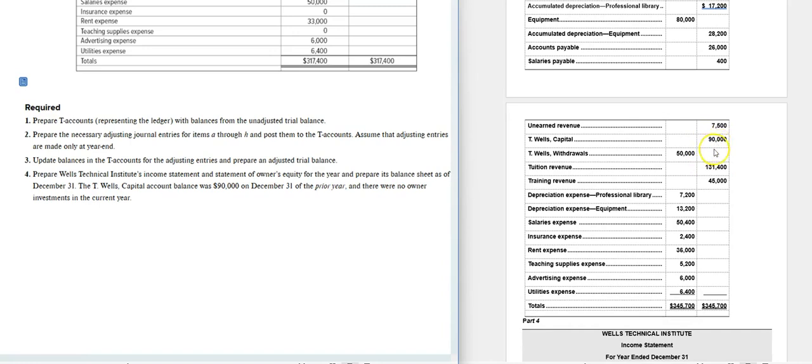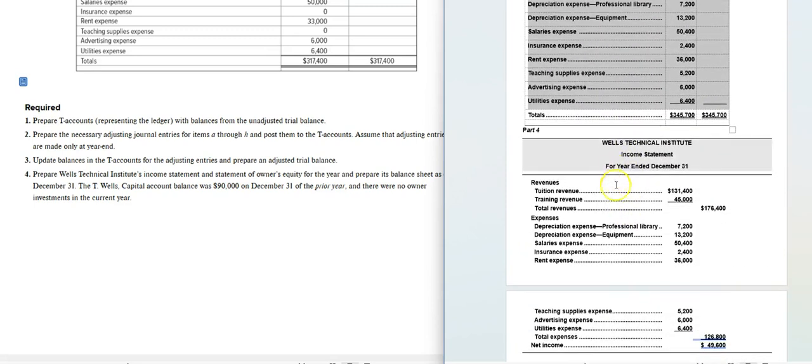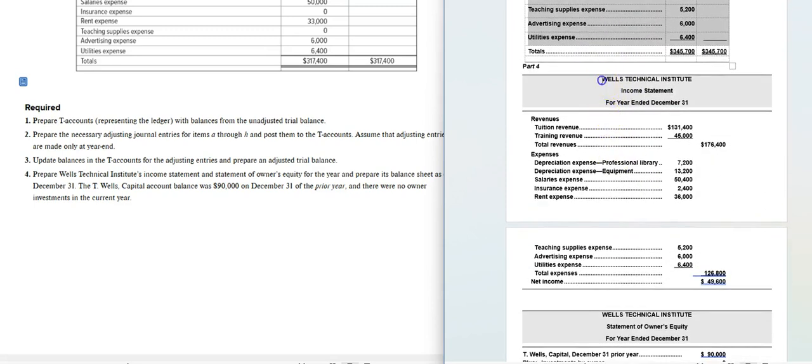So now to prepare my income statement, I'm going to report the revenues earned during the year for my adjusted balances and all my expenses. So here is my income statement. Again, it's for a period of time reporting revenues and expenses for the year ended December 31st. Here is my revenue section, listing my revenues, total revenues, my expenses subtitle, all my expenses totaling $126,800. Total revenues exceeded total expenses, leaving me with the net income.